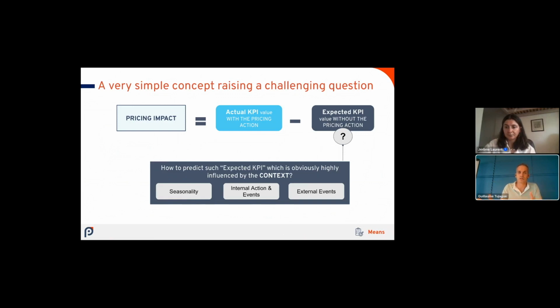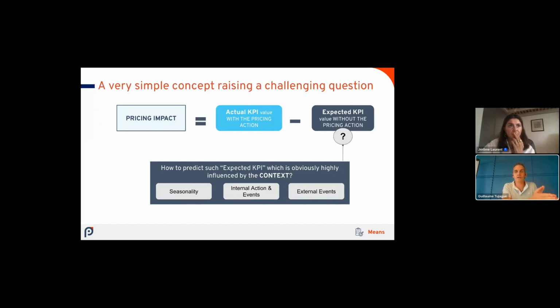The context is the accumulation of three elements: the seasonality, the internal actions or events, and the external events. By internal, we mean all of the actions and events that are happening in your company: marketing actions, supply actions, offer actions, anything. All of these actions have the ambition to deliver an impact as well in terms of volume, profit, and revenue. And of course, the external events: competition, weather, entertainment events, and so on. Each of these three elements composes what we call the context, and the context is of course influencing the expected performance.